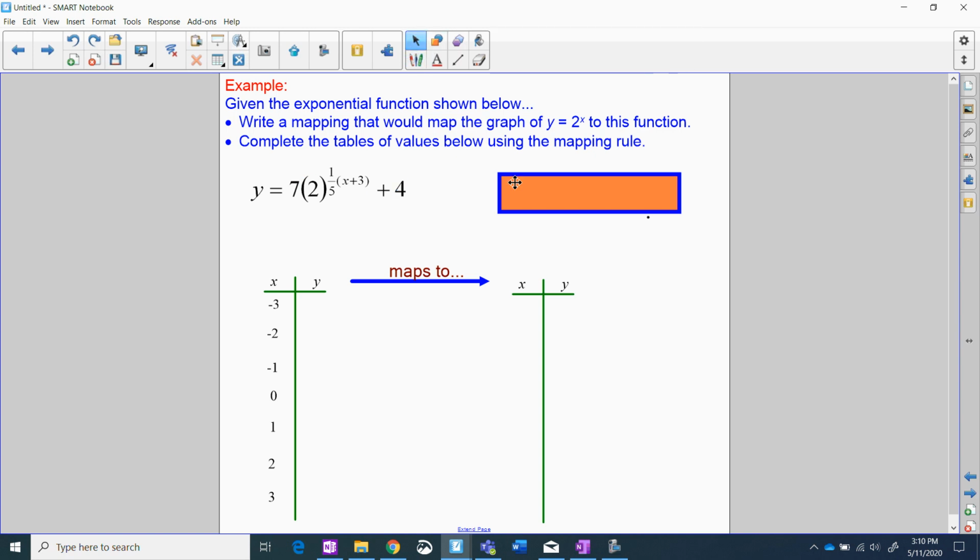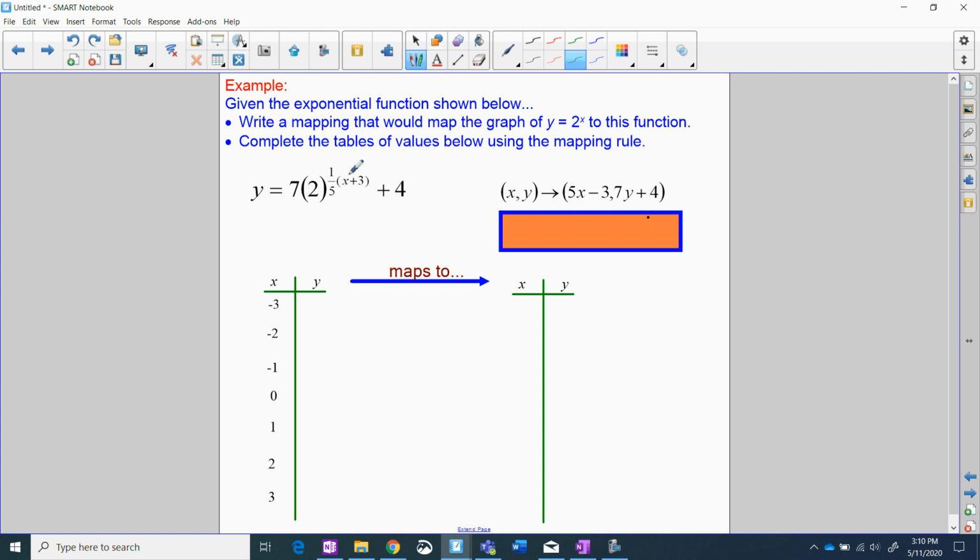So if that's the case, multiply the x's by 5, move them left 3, multiply the y's by 7, and move them up 4. So that's what I said. That's my mapping. How do I get points? Well, you make them up. You take x values, look this over and ask, what's the base function? You can tell by looking at this number right here.